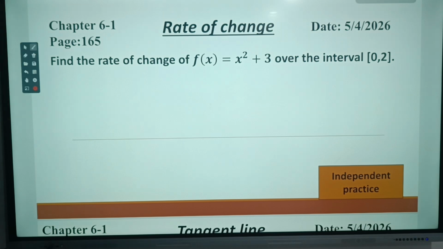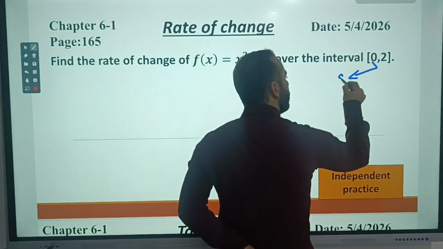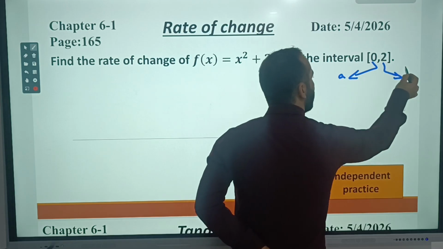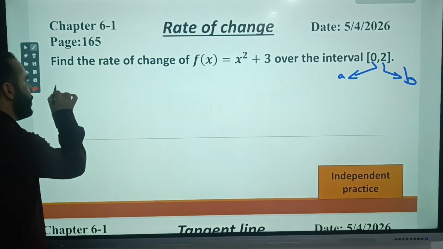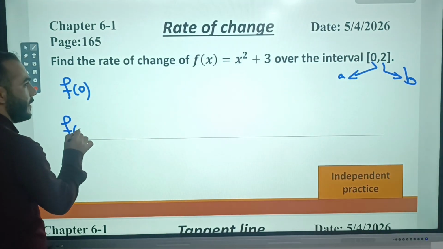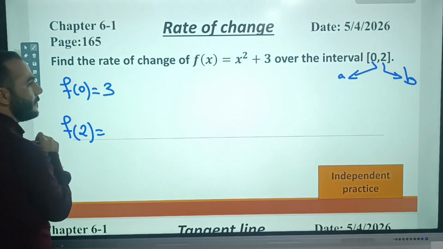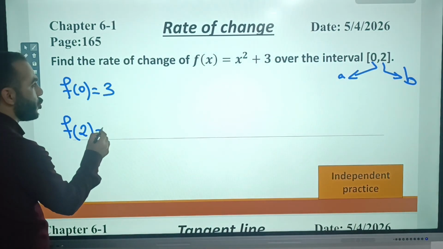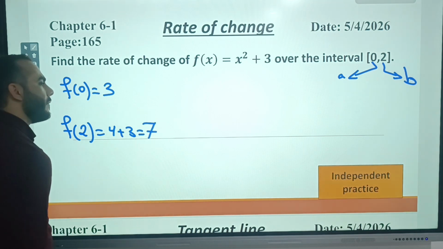find the rate of change of f of x, x squared plus 3 over the interval 0 and 2. Again, our a is 0 and our b is 2. So f of 0, we need to find both of them, substitute both of them into f. So f of 2. F of 0 is 3. F of 2 is 2 squared, 4, plus 3, it equals 7.